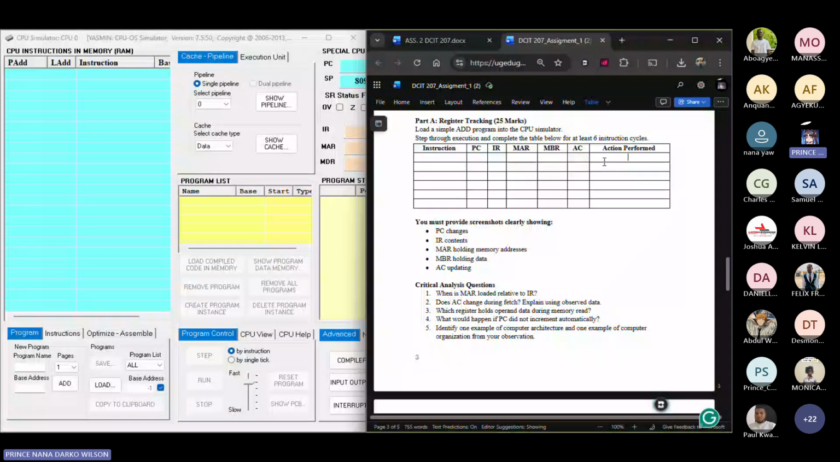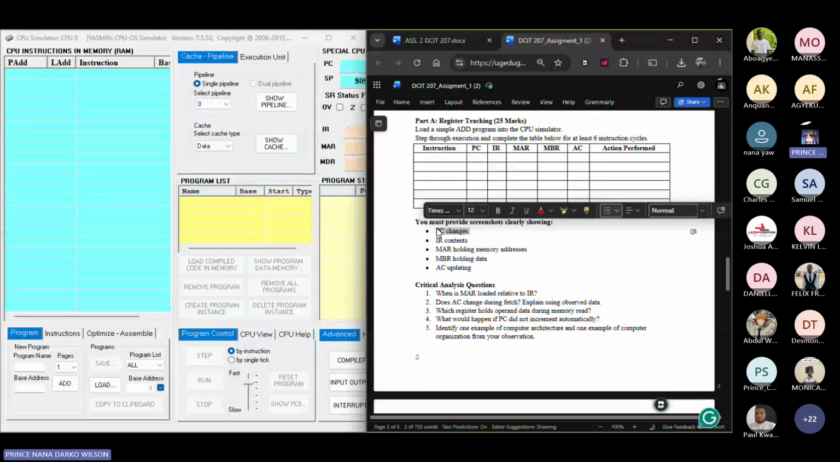It says you must provide screenshots clearly showing your program counter changes. So you can take a particular instruction execution, not for all of it, and then you will show how your program counter updated from 0 to 1. Instruction register contents, your memory address register holding memory addresses, memory buffer register holding data, accumulator updating. For the accumulator updating, we can't provide, but at least we can talk about the destination register.